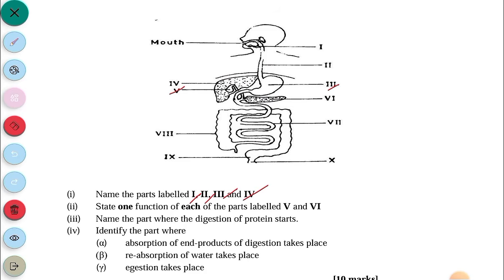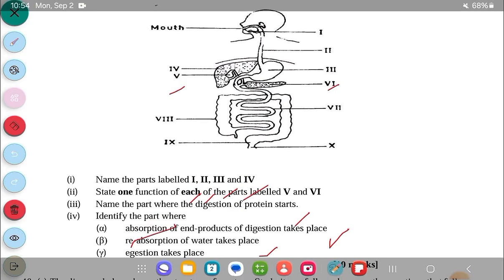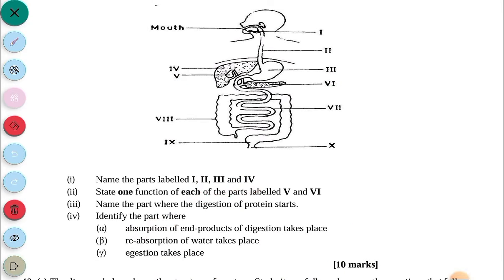So name the part where digestion of protein starts. Digestion of protein starts in the stomach. So identify the part where absorption of end products takes place. It is the ileum or small intestine. Where absorption of water takes place, the colon or the large intestine. Where egestion takes place, rectum and anus.